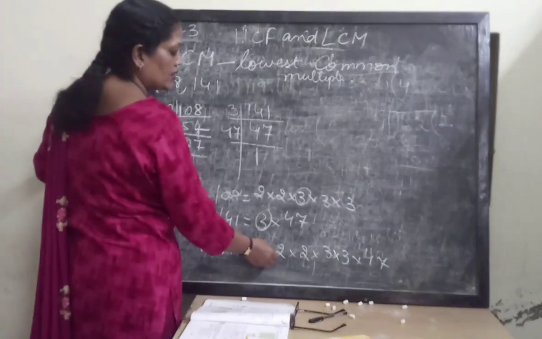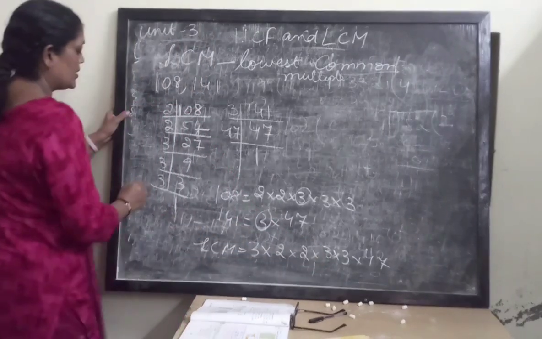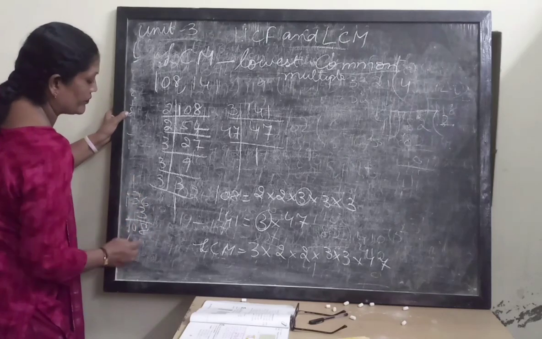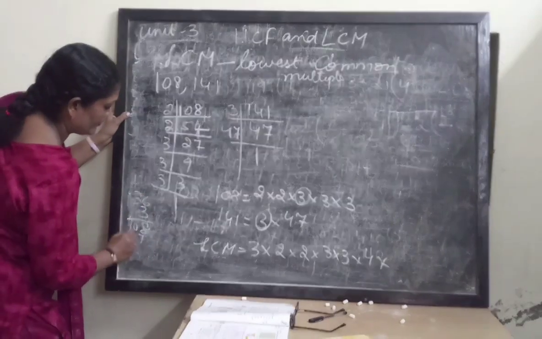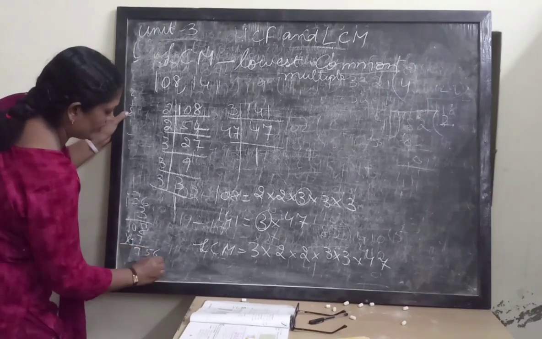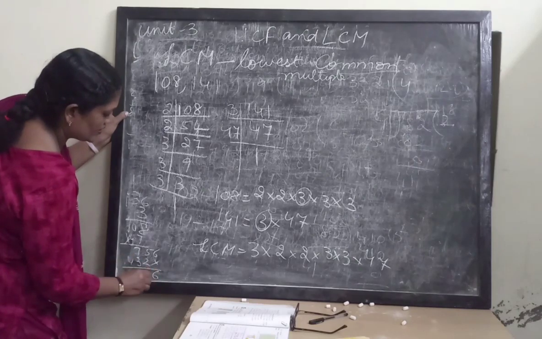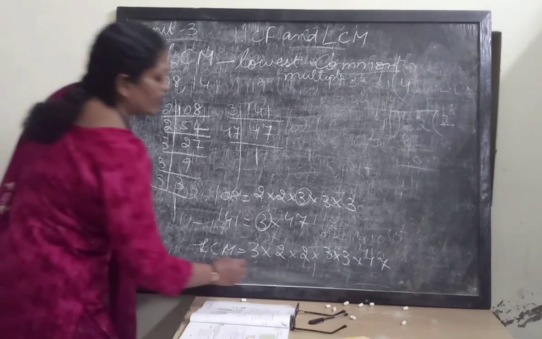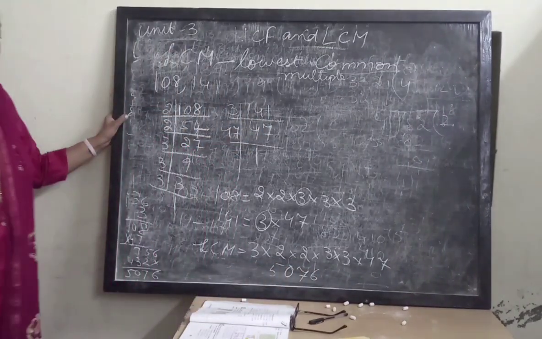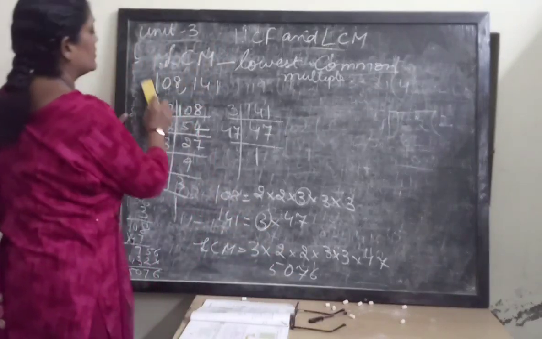3 2s are 6. 6 2s are 12. 12 3s are 36. 36 into 3 is 108. Then you have to multiply by 47. 7 8s are 56. 7 1s are 7. 8 4s are 32. 4 here. The answer is 5076. Got it, students? Any problem here?